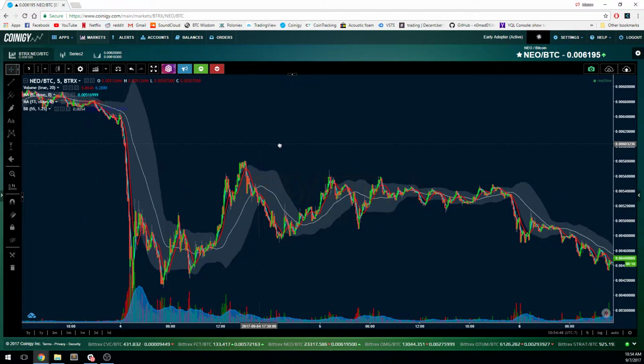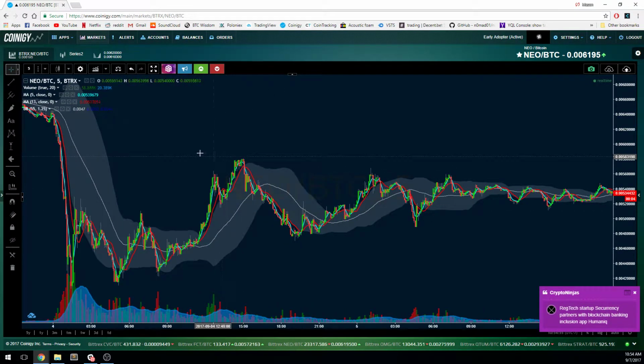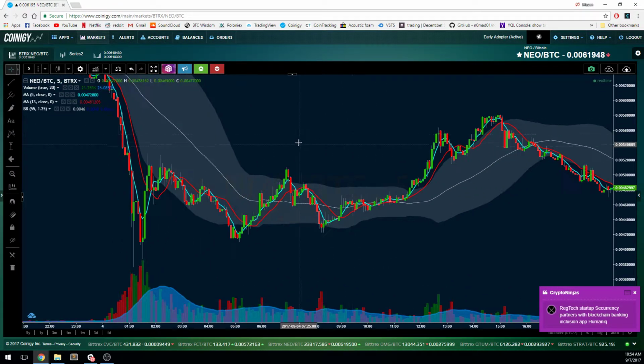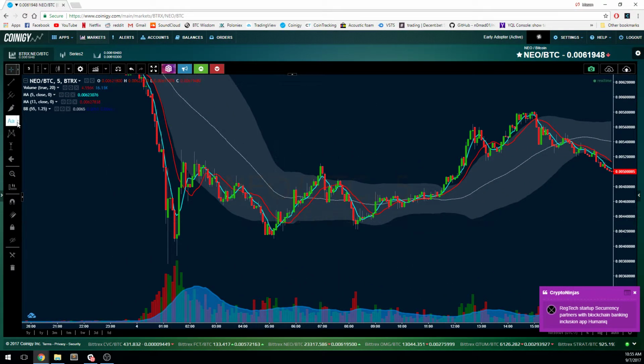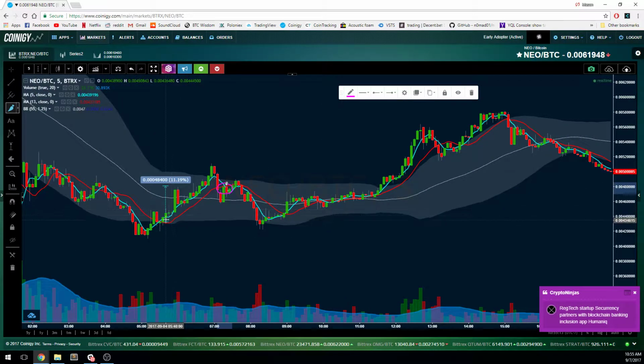Well, let's start at the beginning of the move here. After the crash, you don't even try to trade the crash. It's just, you're rolling the dice. We'll start right before. We can start back here. So we have our first crossover on the bottom of the Bollinger. We would buy, and we would sell at the crossover over here, right there.